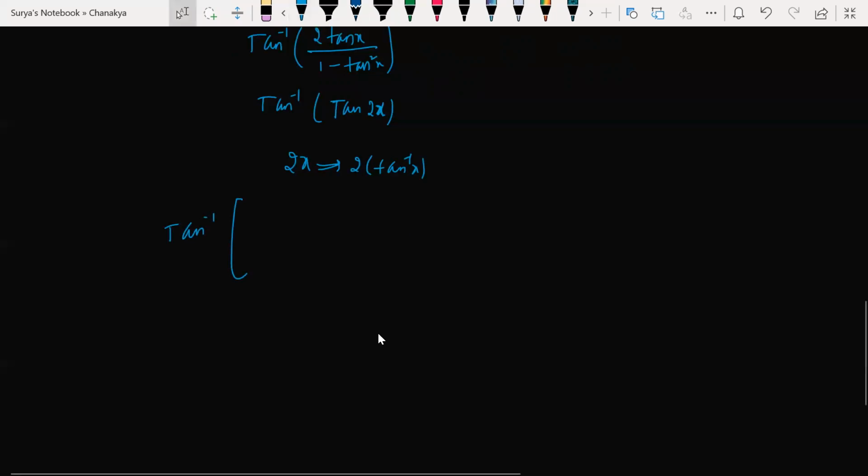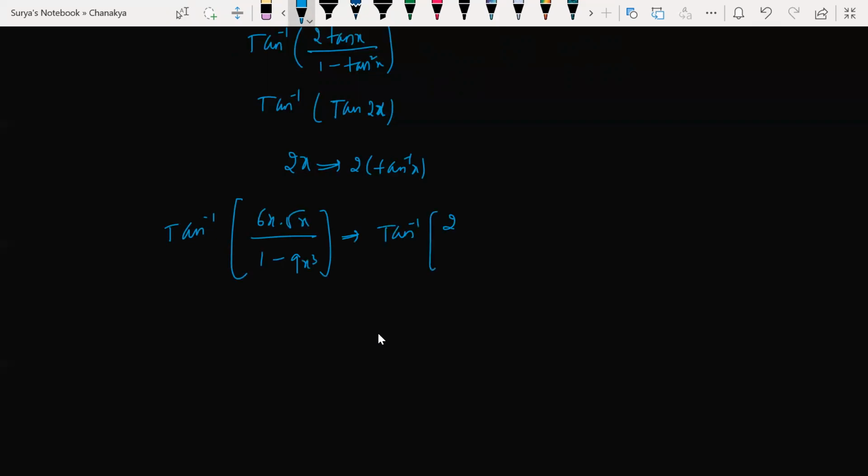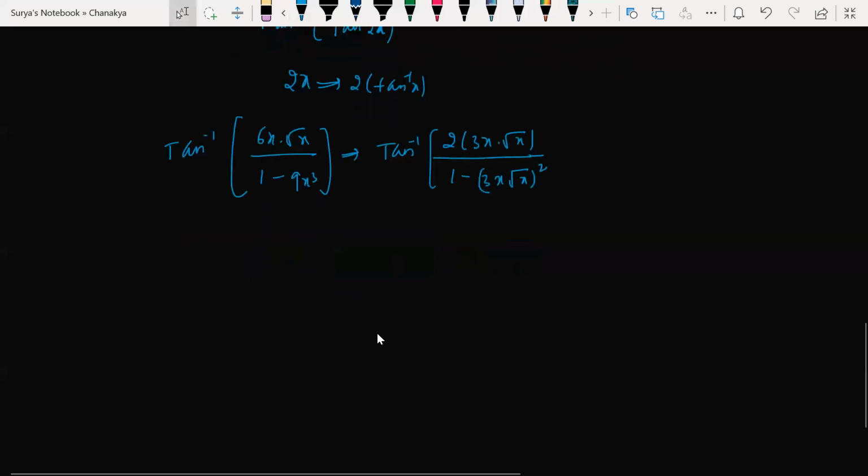Tan inverse of what he has given, tan inverse of 6x into root x by 1 minus 9x cube given to you. Right? So tan inverse of, we can write this as 3 into 3x into root x whole divided by 1 minus 3x root x whole square. Right. Can I write like this? We can modify this. Now let us take this as y. Y is equal to something, right?